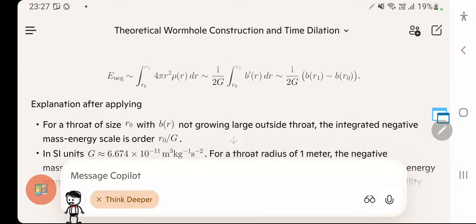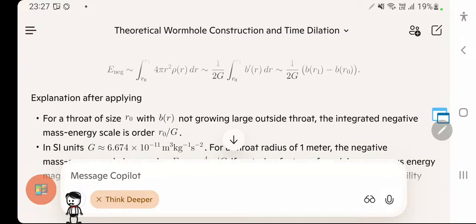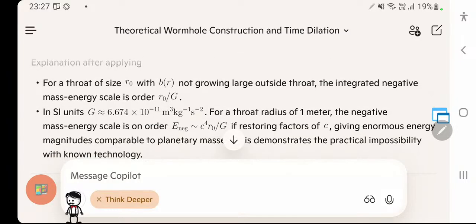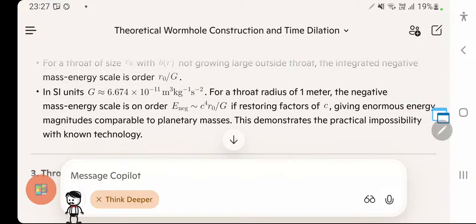Explanation after applying. For a throat size of r0, with rho not growing large outside the throat, the integrated negative mass energy scale is of this order. In SI units, for a throat radius of 1 meter, the negative mass energy scale is of this order, restoring factors of c, giving enormous energy magnitudes comparable to planetary masses. This demonstrates the practical impossibility with known technology.